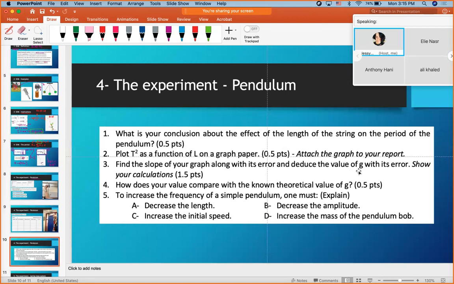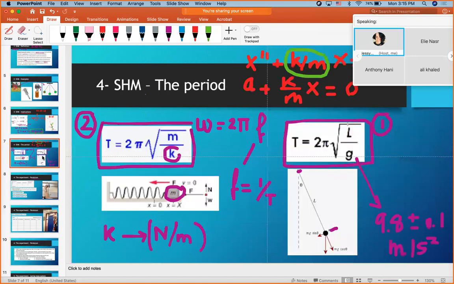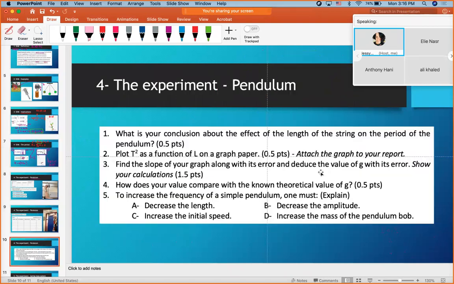They want you to deduce G from the slope. Look at the equation well. T-squared versus L. What would be the slope? So write the equation T-squared versus L. What would be the slope? It will be something like 4 pi squared over something. And then you're gonna find G from the slope. So be careful, when they say deduce G, it means from the slope. All right? Show your calculations.